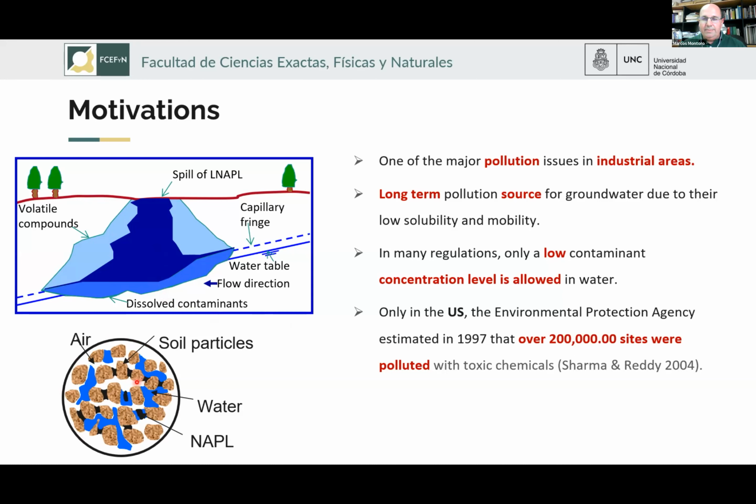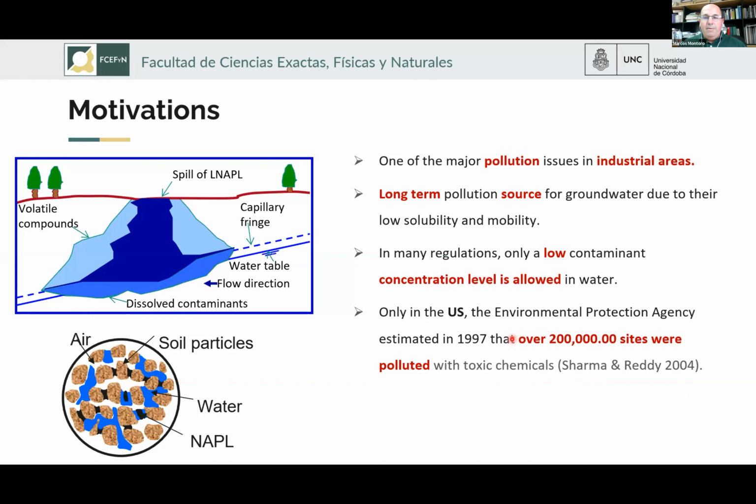At the pore scale level, during the flow and spread process, some NAPLs will remain trapped inside pores due to capillary forces, forming ganglia. This is a very important geoenvironmental problem since trapped NAPL ganglia constitute a very long-term groundwater contamination source because of their low solubility and low mobility. In addition to that, most regulatory and environmental agencies all over the world allow very low concentration levels in water.